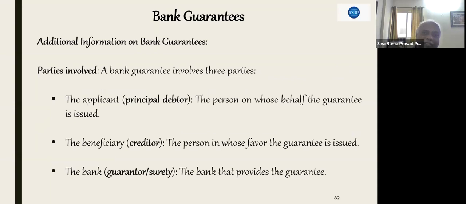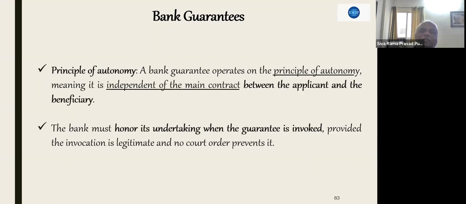Additional information on bank guarantees: there are three parties involved. One is the applicant, the principal debtor, the person on whose behalf the guarantee is issued. The beneficiary is the creditor, the person in whose favor the guarantee is issued. And the banker is the one who gives the guarantee or surety, the bank that provides the guarantee. These are the three parties in a bank guarantee.